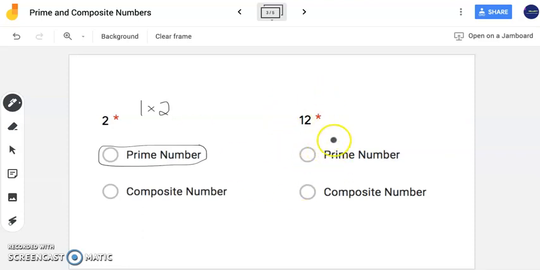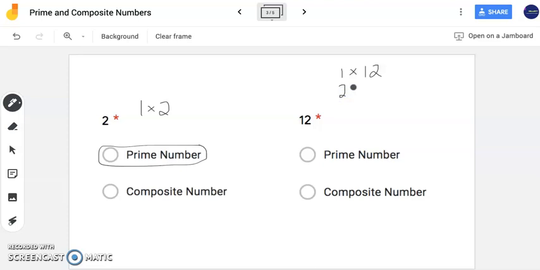Now we have the number 12. So we have to identify this as prime or composite. First thing I'm going to do is list out my multiplication facts or factors that create the number 12. And immediately 1 times itself are always the first factors. Now I notice that 12 is an even number. So that means 2 is a factor.